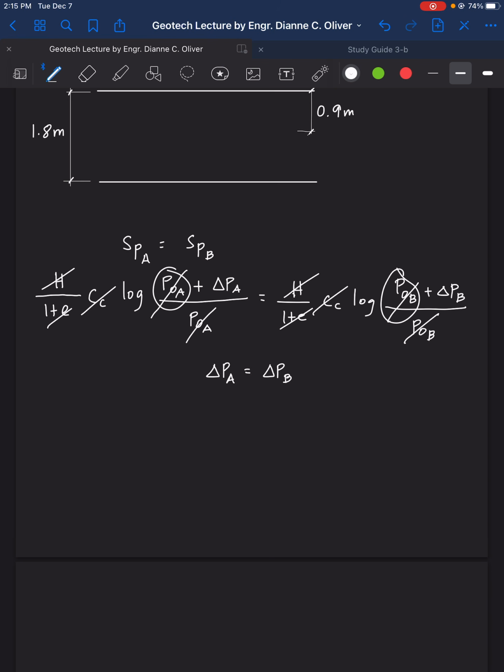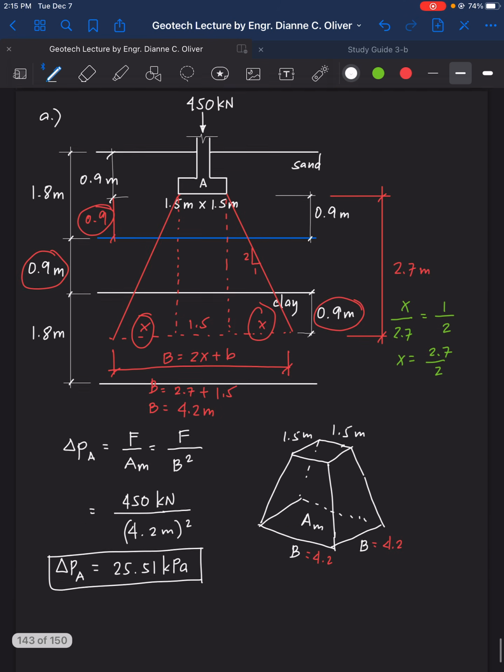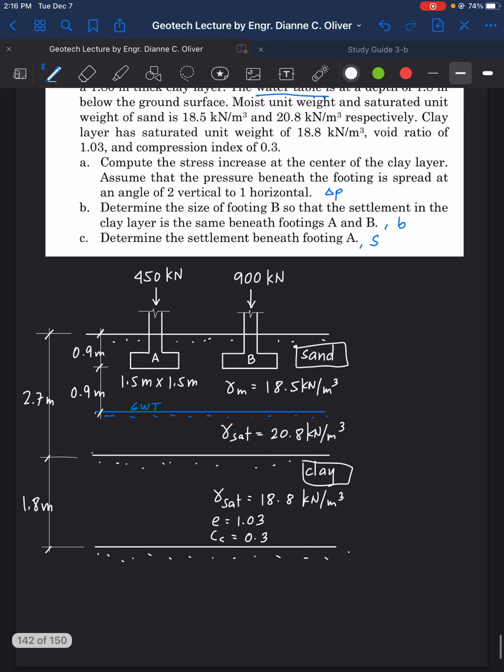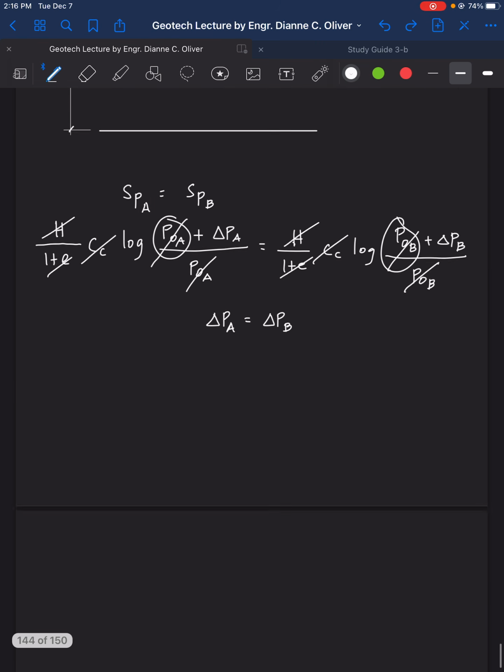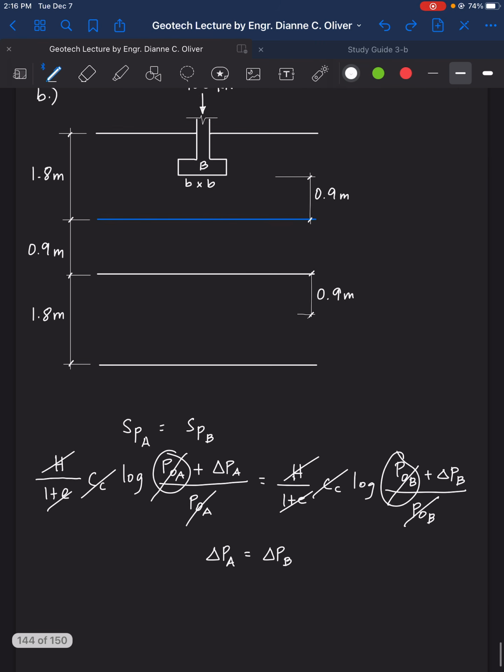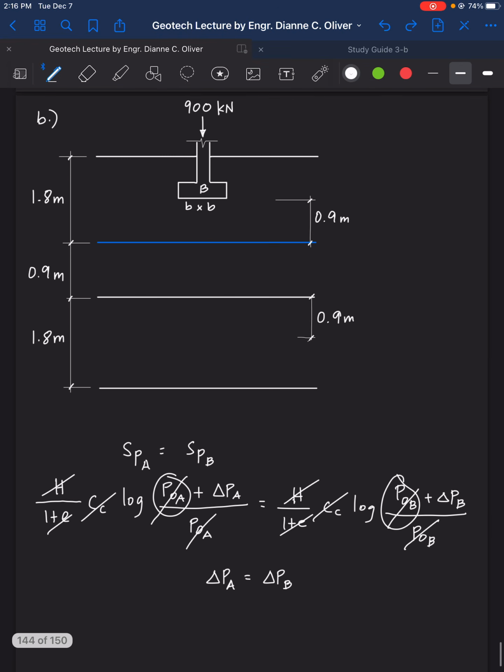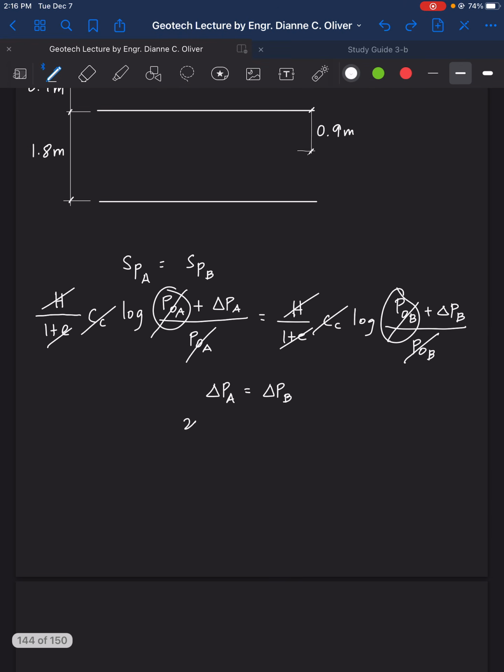Now, are they different? They are different because they experience different loadings. Loading for footing A is 450 kilonewton. Loading for footing B is 900 kilonewton. So that's why we can expect that the dimension of these two footings will be different. Okay? So what's the value of delta P sub A again? The value of delta P sub A is 25.51. Is that the delta P sub B?